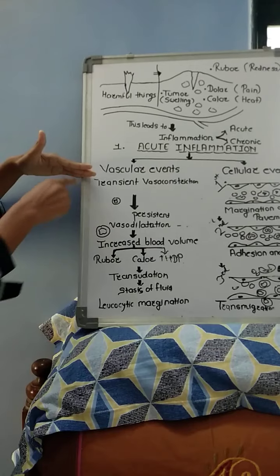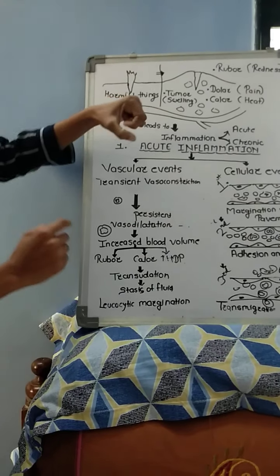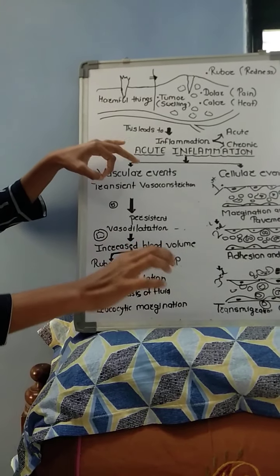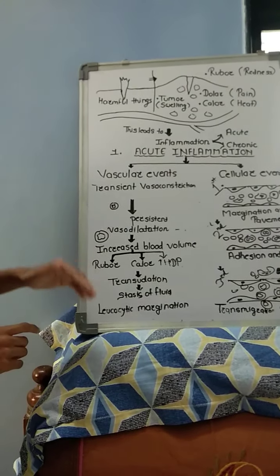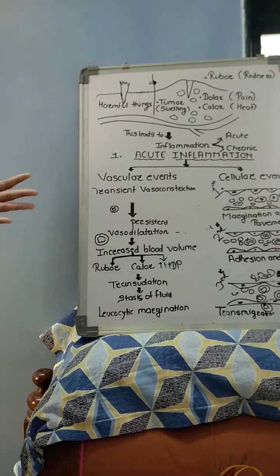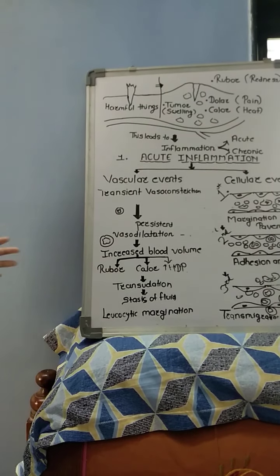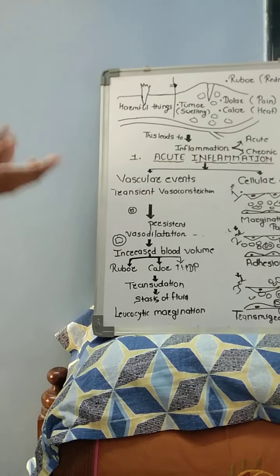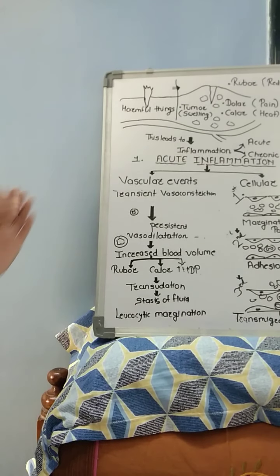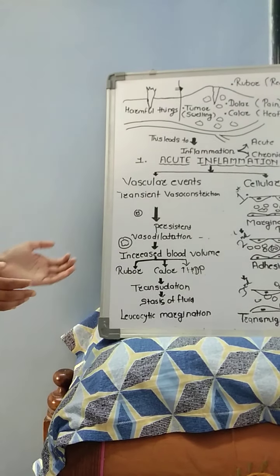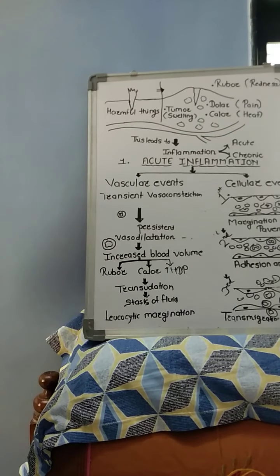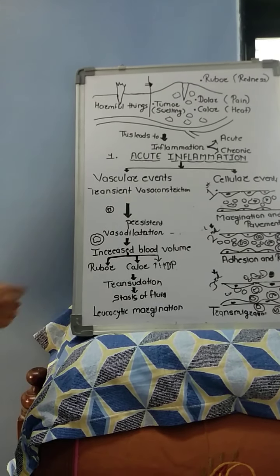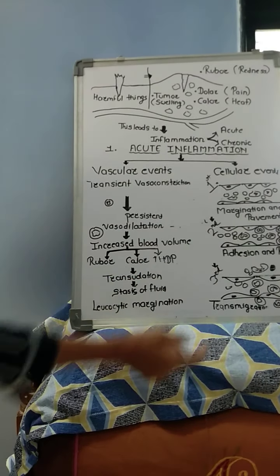After that event, there is persistent vasodilation, that is this vasoconstricted vessel becomes vasodilated and there is increased blood volume, and this increased blood volume gives rise to the 4 cardinal signs, that is rubor, tumor, dolor, and calor. How does this occur? Due to increased blood flow, there is redness. Due to increased blood flow, there is increased heat, and this gives rise to calor. And when this vasodilation has occurred, the volume of fluid has also increased, and this gives rise to increased hydrostatic pressure.